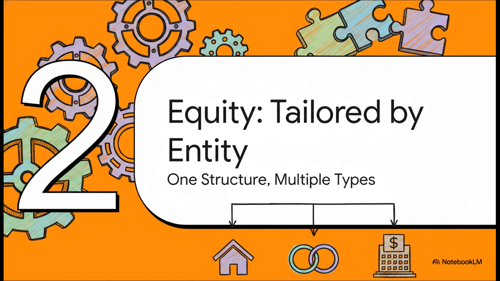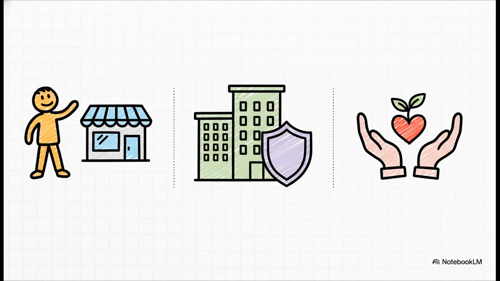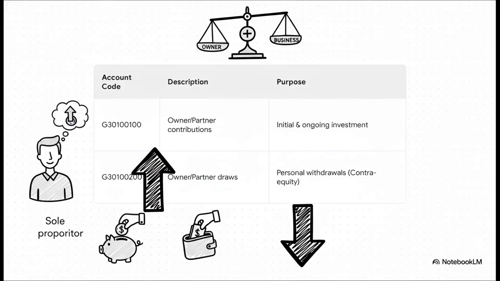This is where it gets really powerful, because one of the best features of this new chart of accounts is how you can tailor the same core framework for totally different types of businesses. So we're going to look at three really common setups: the sole proprietorship, the LLC, and the nonprofit, or NGO. Each one has its own unique rules for handling equity, and you'll see how the 2026 structure handles all of them perfectly. First up, the sole proprietor.